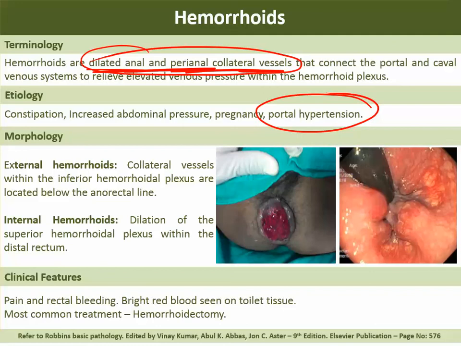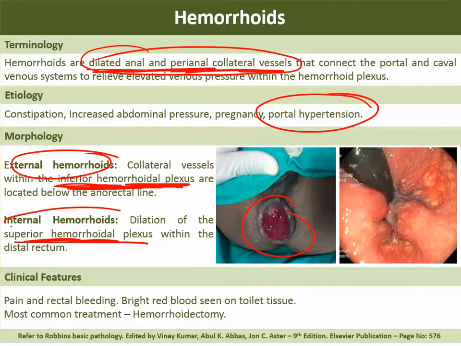There are different grades of hemorrhoids. If it is happening within the inferior hemorrhoid plexus, it is called external hemorrhoid. If it happens in the superior hemorrhoid plexus, it is called internal hemorrhoid. Internal hemorrhoid will be seen inside, distal to the rectum. Here it is seen in the anal area. Understand? So these are the dilated blood vessels. This is internal hemorrhoid.